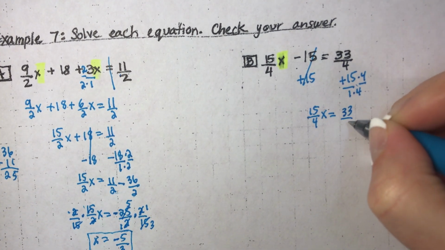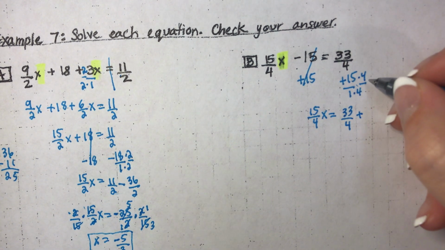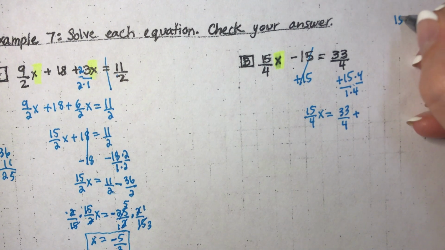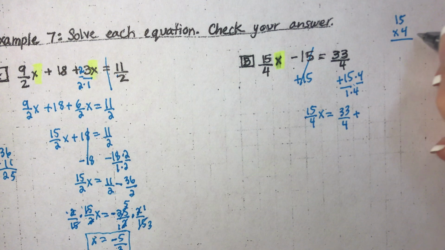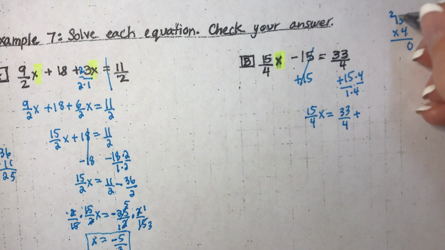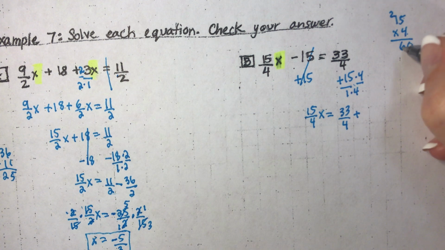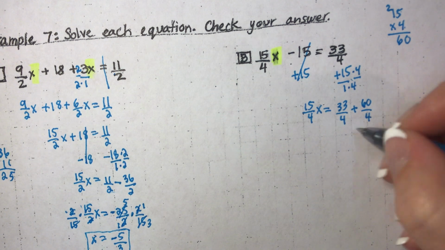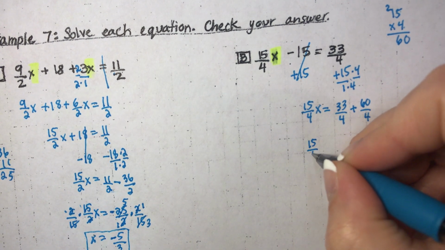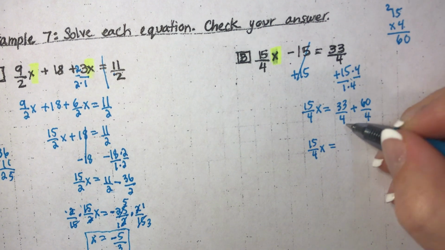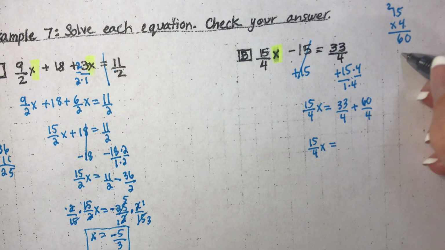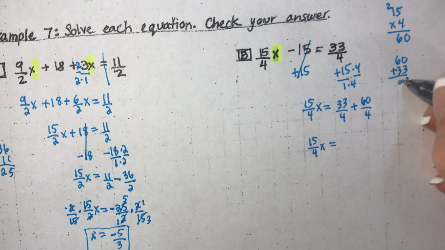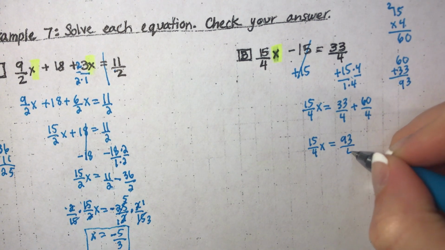So here we have it. We have 33 over 4 plus 15 times 4. What's 15 times 4? I'm going to go right over here to the side. 15 times 4. 4 times 5 is 20. Write the 0, carry the 2. 4 times 1 is 4, plus 2 is 6, so 60. So plus 60 over 4. And then I'm going to rewrite this, 15 over 4x equals, and then we have a common denominator, which is great, so we're just going to add these numbers on top. 60 plus 33, 0 plus 3 is 3, 6 plus 3 is 9, so that's 93 over 4.